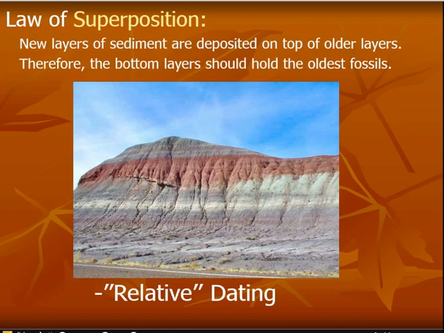Okay, to understand how we get how old things are in the Earth's history, we need to understand a common sense law called the law of superposition. The law of superposition simply states that new layers of sediment are deposited on top of older layers. So the bottom layers should hold the oldest fossils. In this cliff, you see stripes, they're called strata. The oldest fossils would be on the lower stripes, and the newer fossils would be at the top, in the upper stripes.